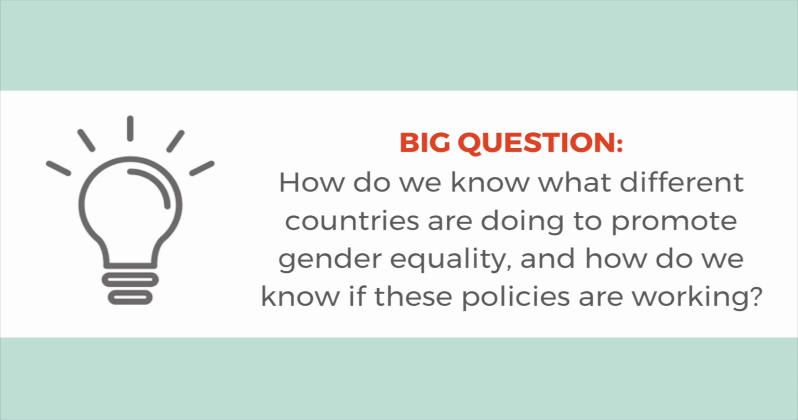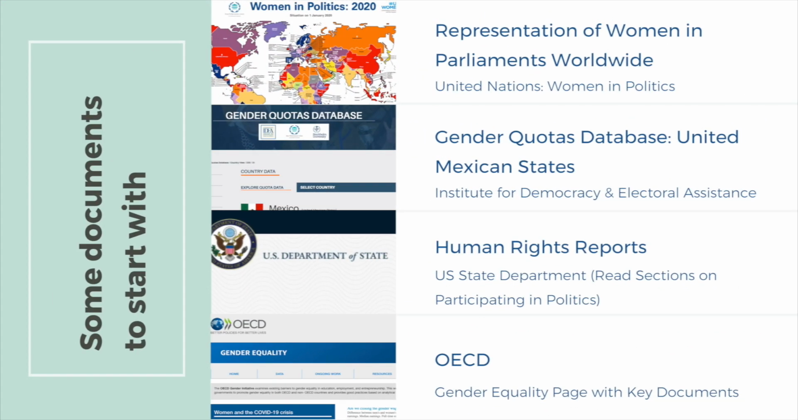So now that we've thought a little bit about the history of gender inequality and we kind of have an idea of where the world stands, we're still left with one big question. How do we know what countries are doing to promote gender equality, and how do we know if these policies are working? This is where our research begins. Here are 4 sources that you can start with right away. You'll have access to all of them within the assignment instructions.